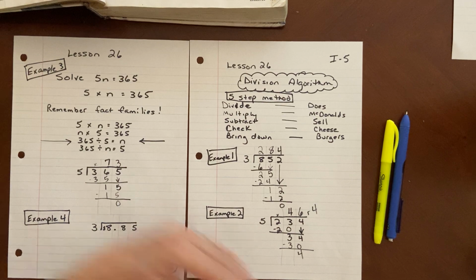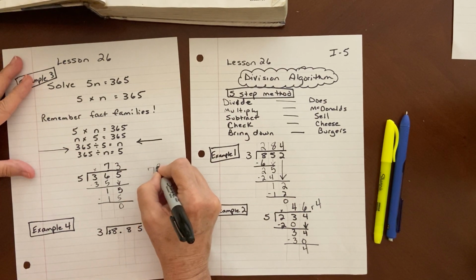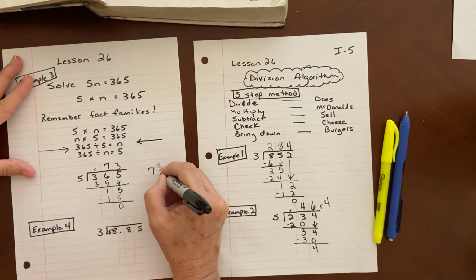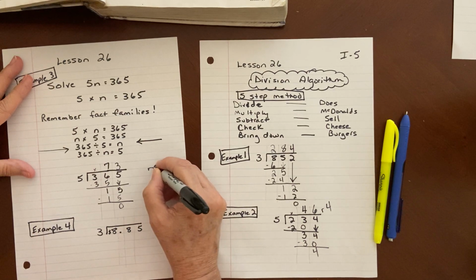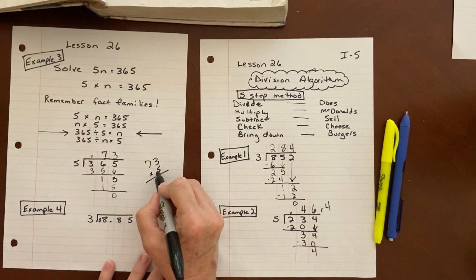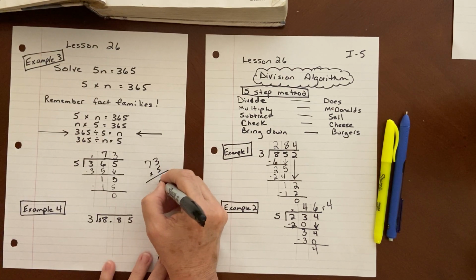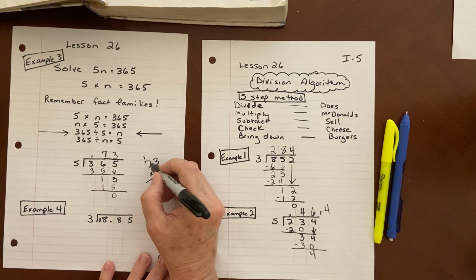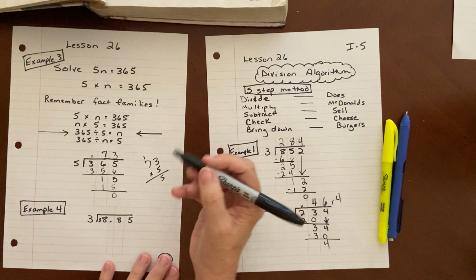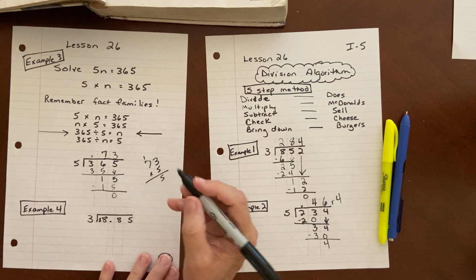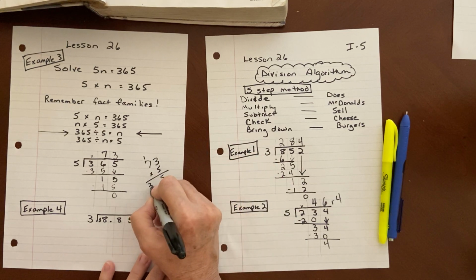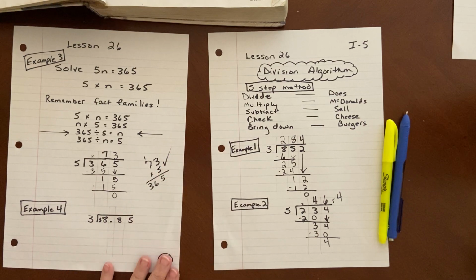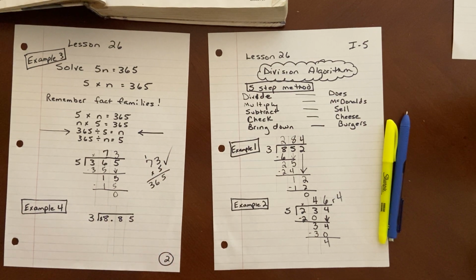Could I check that? Sure. 73 times 5. So 5 times 3 is 15. There's my 1 goes over there in the tens place. 5 times 7 is 35 plus 1 is 36. So I've done it correctly. That makes sense?